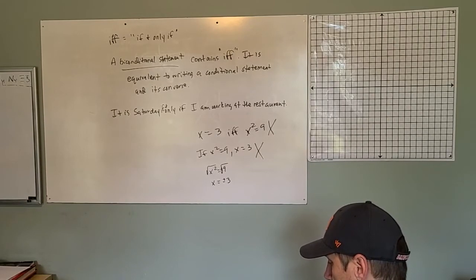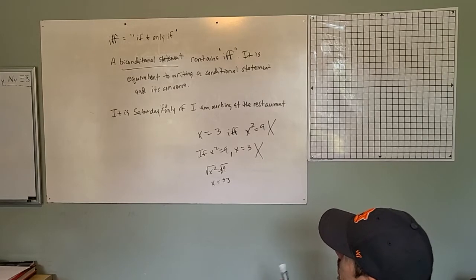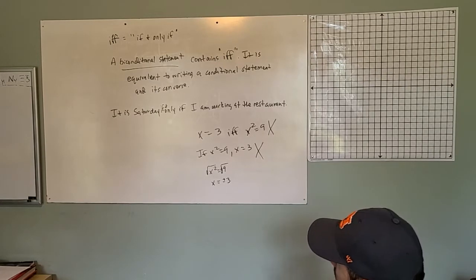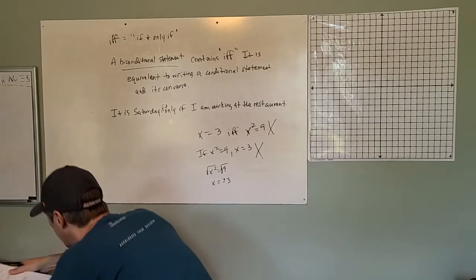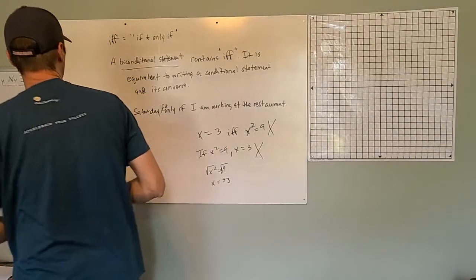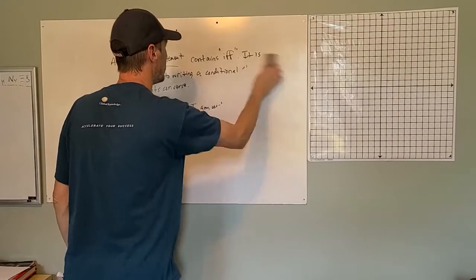Does that make sense to you? So how can we test that? If they ask you if a biconditional statement is true, bust it up into the conditional statement and its converse, and then test to see if both of those are true. That's our rule. Let me just write that down. It's definitely a note that you need. I would put that on your little note card.